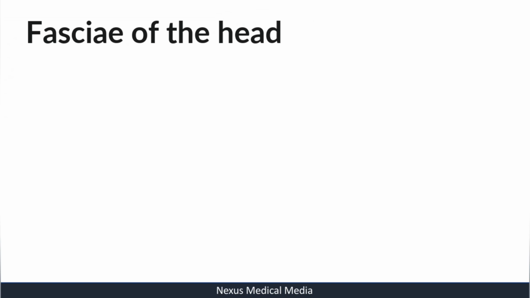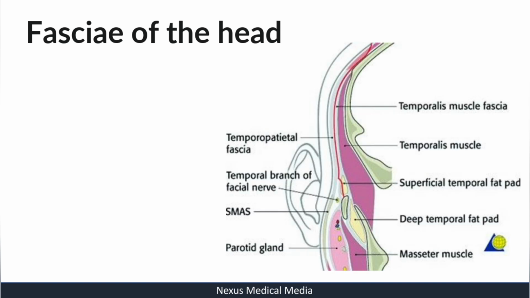In this video, we are going to talk about the fascia of the head and neck, and we'll also talk about the neck spaces. So let's start with the fascia of the head. The first one is the temporalis fascia. This fascia covers the temporalis muscle, as you can see here.